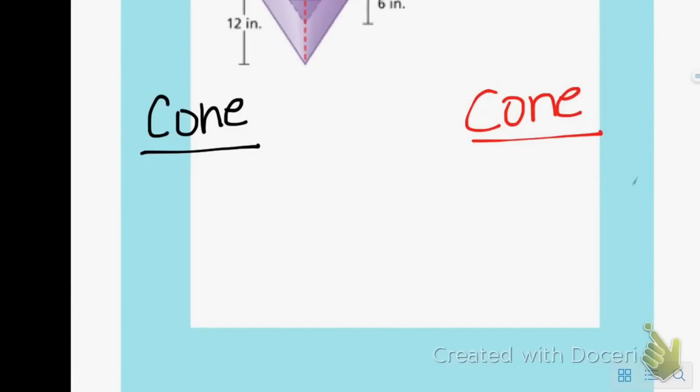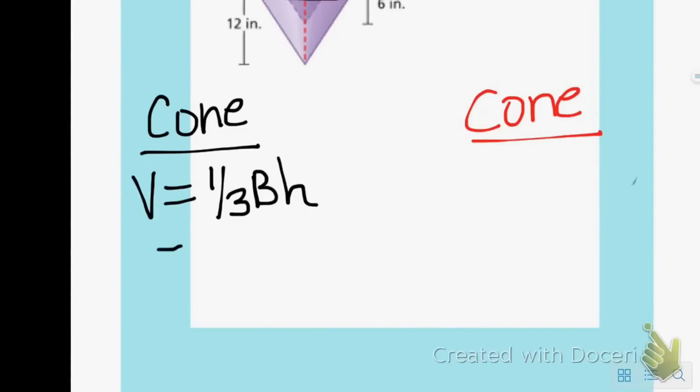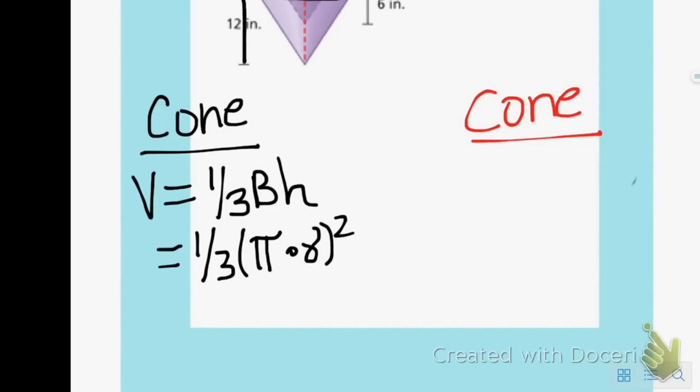So I need to find the volume of the large cone. Remember, the volume formula for a cone is 1/3 because it only has one base, capital B times H. Alright? And again, my base is a circle. So capital B is going to have to be the area of a circle, which the formula sheet tells you is pi r squared. And r for the large cone is going to be 8. And the height of the large cone is 12.